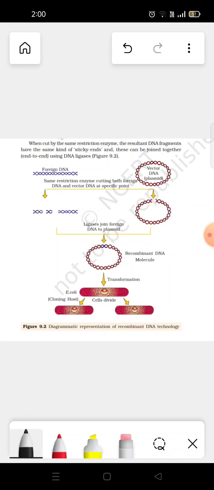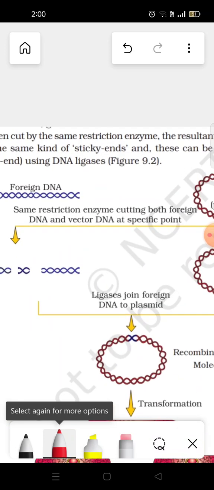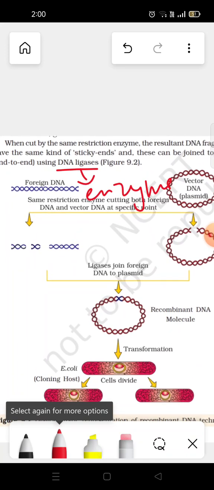So as you can see, there is a line written just above the diagram, which says: when cut by the same restriction enzyme, the resultant DNA fragments have the same kind of sticky ends and these can be joined together using DNA ligases. So if I tell you that the term DNA ligase is an enzyme, it's an enzyme. Okay. And let me explain it to you.